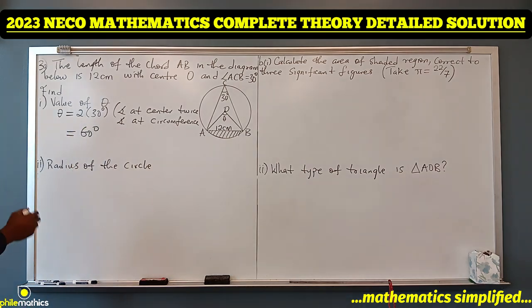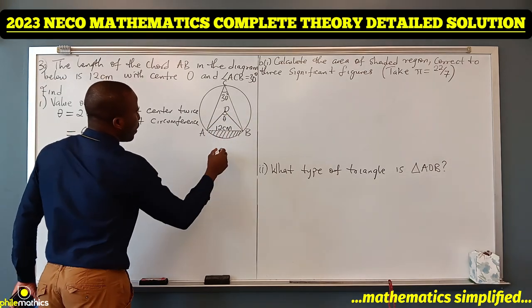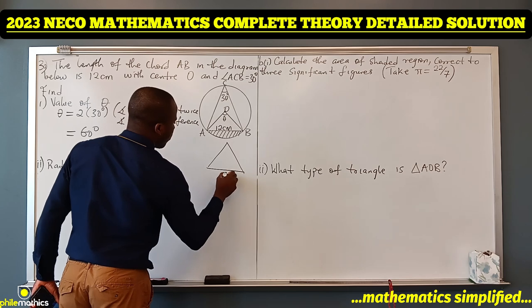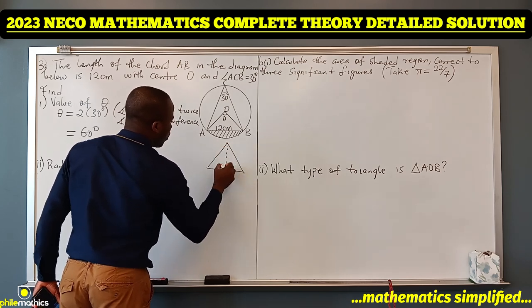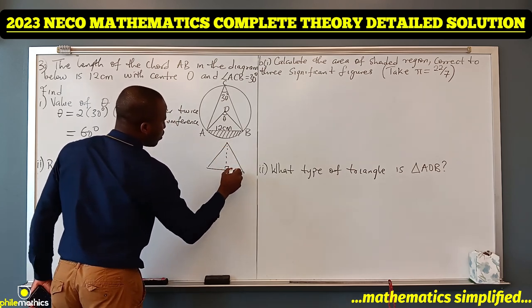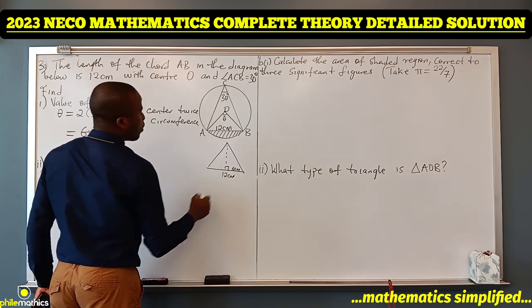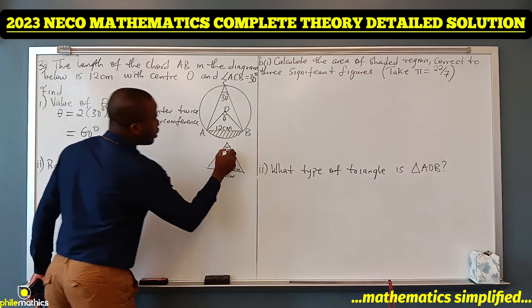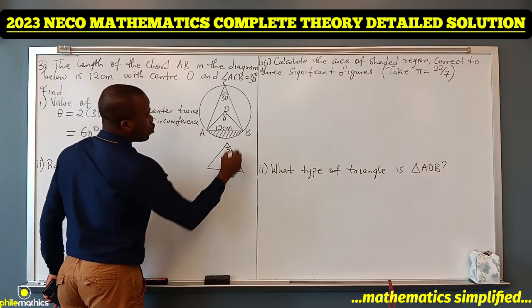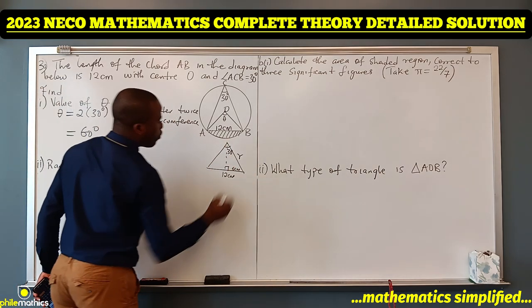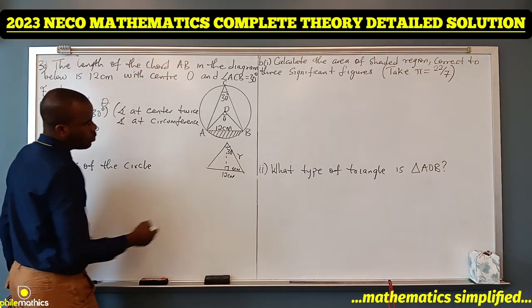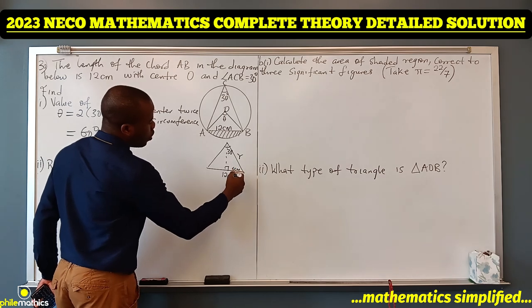That's all. To find the radius of the circle, we are going to draw a perpendicular. This is 12 cm. So since here is 12 cm, here is 6 cm. And since the whole of here is 60 degrees that we have calculated, here will be 30 degrees. So we are looking for the radius, which is R. We can use the trigonometric ratios to find what R is.